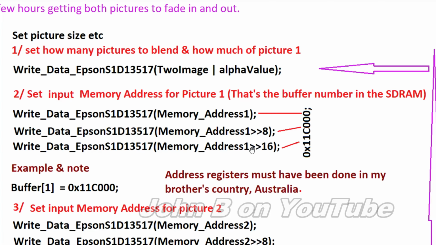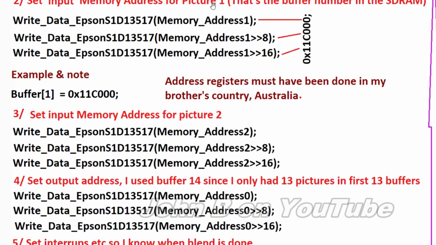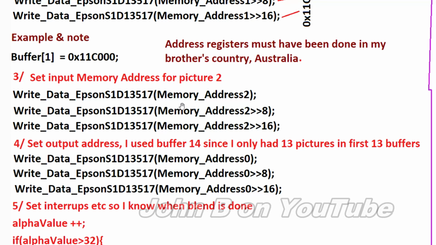0x11C000. You can see it's upside down. The least significant byte comes first, then the most significant byte comes last. That's little endian. So once you've set the input memory address for picture 1, you set the input memory address for picture 2. So memory address 2 shifted 8, memory address 2 shifted 16.